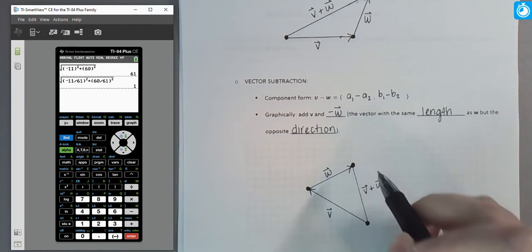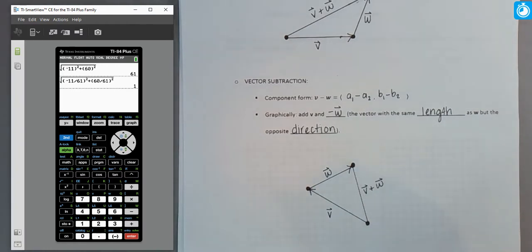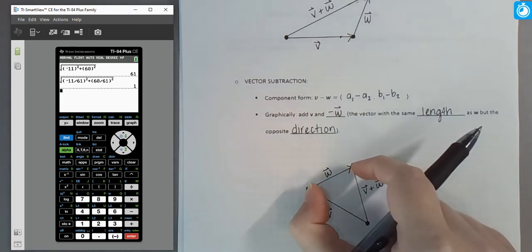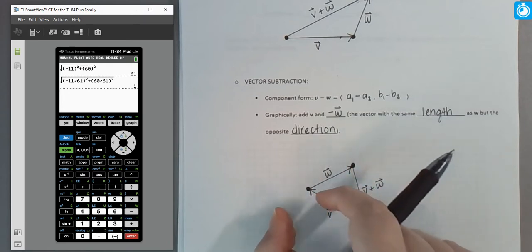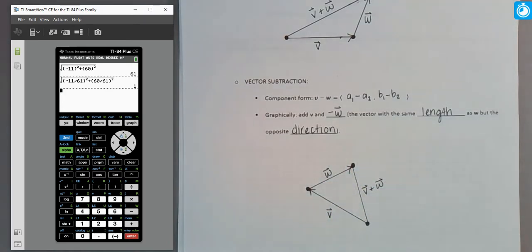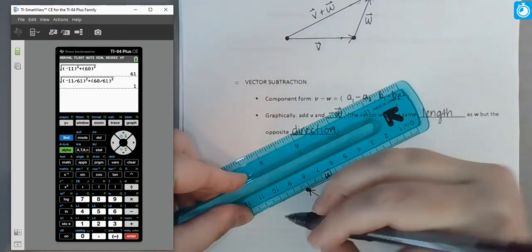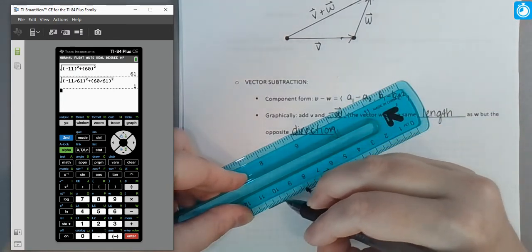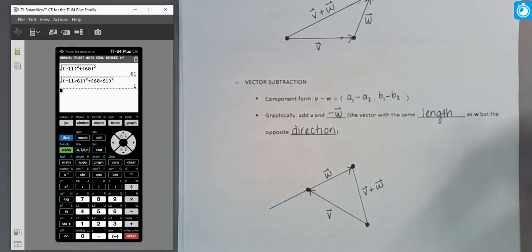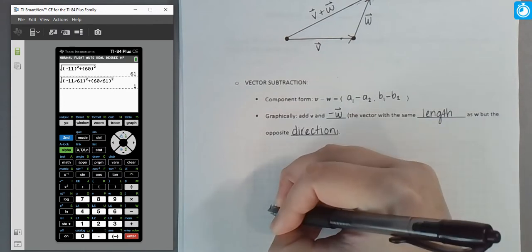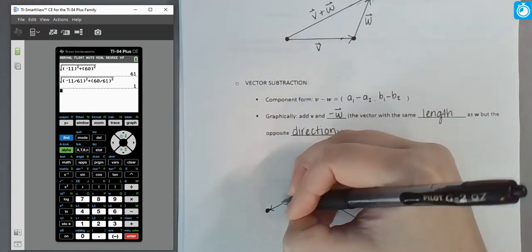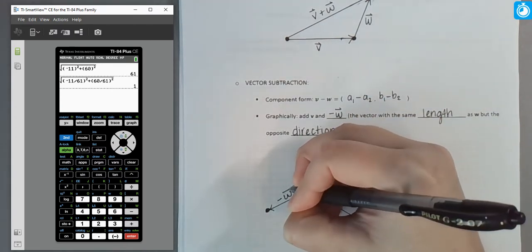So tip to tail following that path, this would be V plus W. If we want to subtract, we go tip to tail, just like we did before, but instead of plotting W, we're going to plot W pointing in the opposite direction. So I'm going to try to draw the same length. It's going to be a vector of the same length, but pointing in the exact opposite direction. So we'll pretend that that is the same length. It's roughly the same length. This would be the vector negative W.